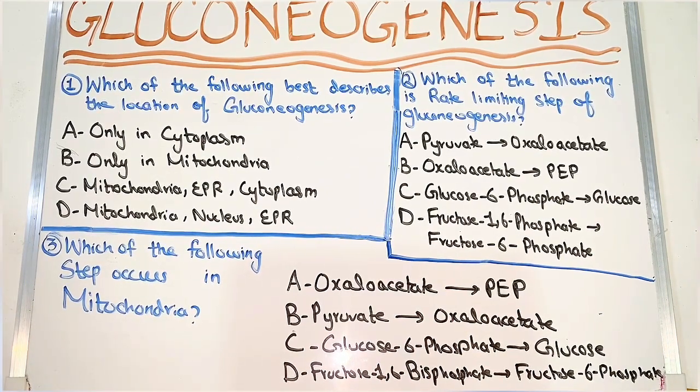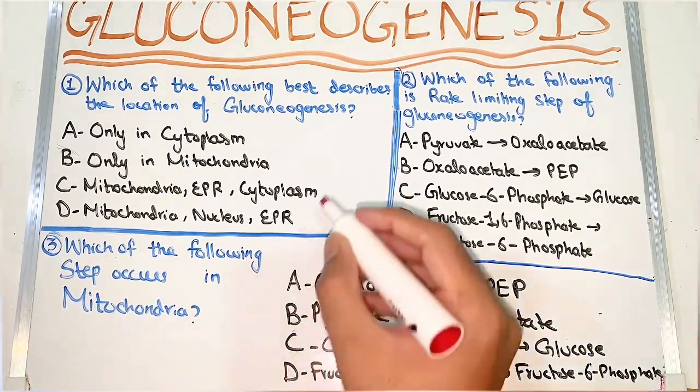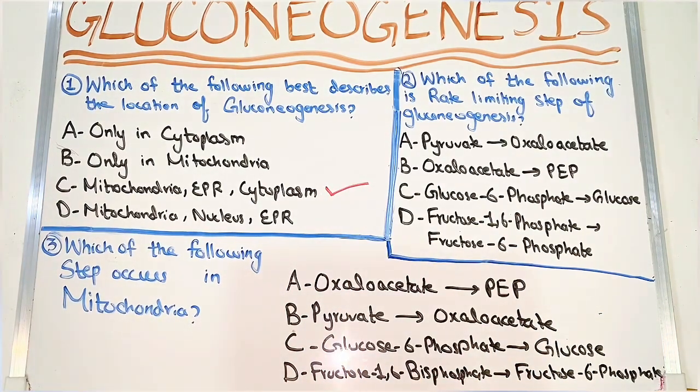The first question is, which of the following best describes the location of gluconeogenesis? As we discussed earlier, there are three locations: mitochondria, endoplasmic reticulum and cytoplasm. It was a simple answer. Let's move on to the second question. Which of the following is the rate limiting step of gluconeogenesis? The rate limiting step of glycolysis and gluconeogenesis is the same. So pyruvate into oxaloacetate, no. Oxaloacetate into phosphoenolpyruvate, no. Glucose 6-phosphate into glucose, no. The answer is fructose 1,6-bisphosphate converted into fructose 6-phosphate. It is the rate limiting step in which fructose 6-phosphate is converted into fructose 1,6-bisphosphate in glycolysis.